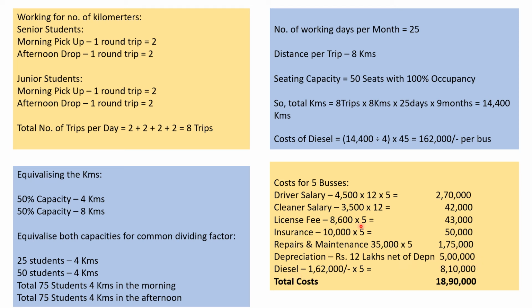Diesel, we have calculated here 1,62,000 per bus per annum, because 14,400 kilometers is the distance traveled by each bus per annum. So 1,62,000 per bus per annum into 5 buses, it is 8,10,000 rupees. So total cost for all the 5 buses per annum will be 18,90,000 rupees. This is the answer for the first part of first question. Hope you understand. I will proceed further.